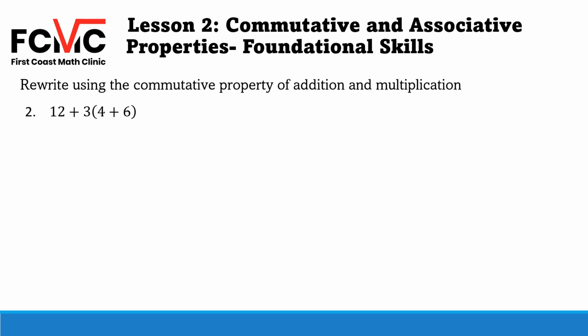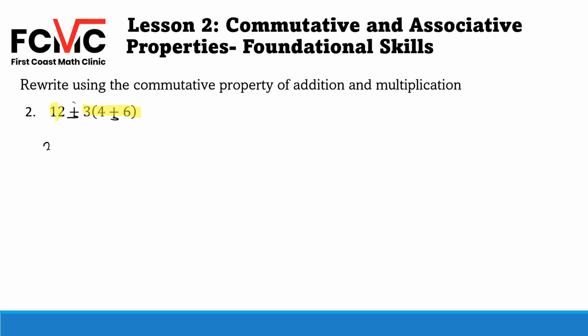For number 2, let's rewrite this using the commutative property of addition and multiplication. So our commutative property of addition basically says our order is going to change when we're adding, right? So where can our order change? Right? We're adding here and we're adding here, right? So maybe we can kind of switch our order like here and here, right? So we'll make 2 major switches.